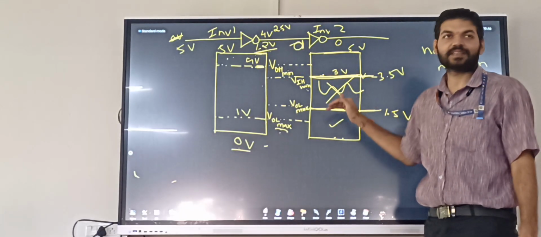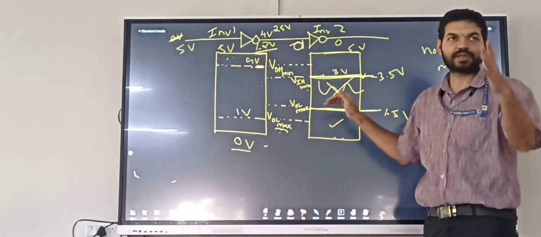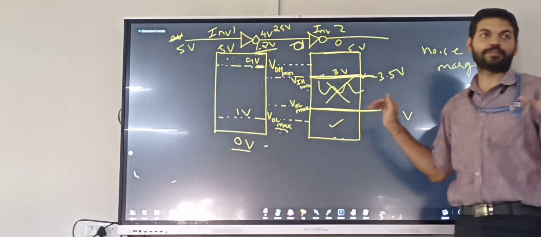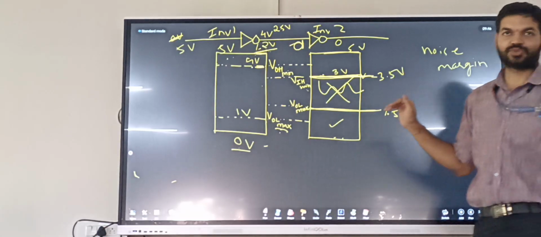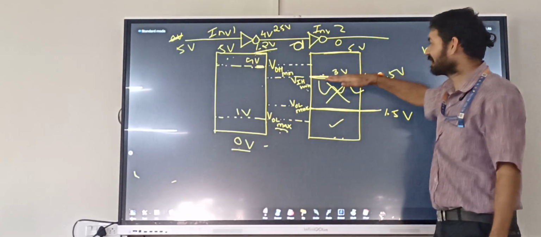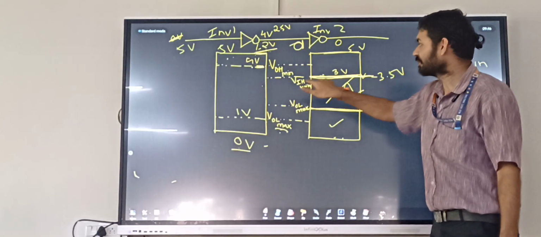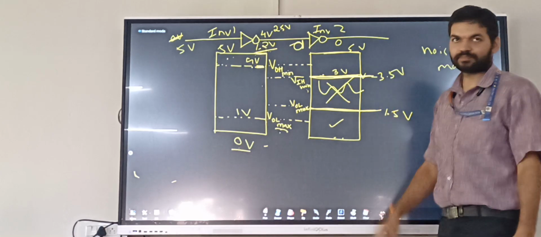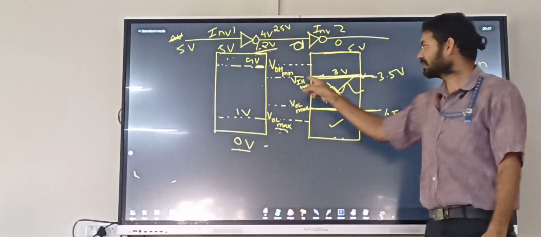If it is less than 3 volts, it is not considered as high. We may get garbage, we may get an incorrect answer. So to get the correct answer, the minimum should be at least this much. The minimum input voltage which is high should be at least this much. It comes here.